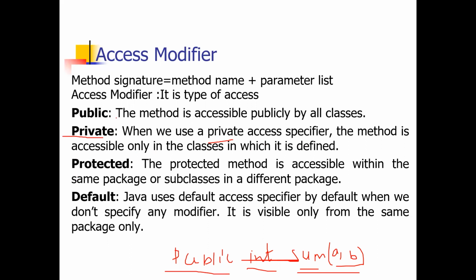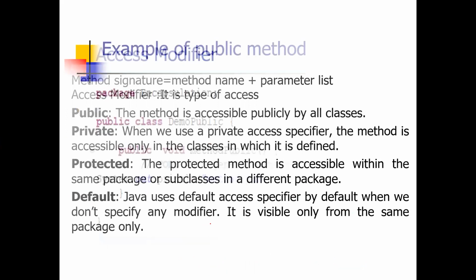Protected means it is a protected method that can be accessed within the same package or in a subclass in a different package. Default means when we don't mention any particular access modifier, then by default it will take this. But that will be visible only from the same package. So let's start now.